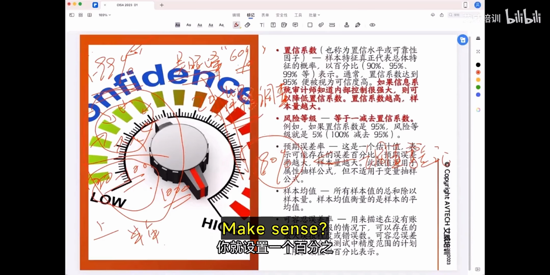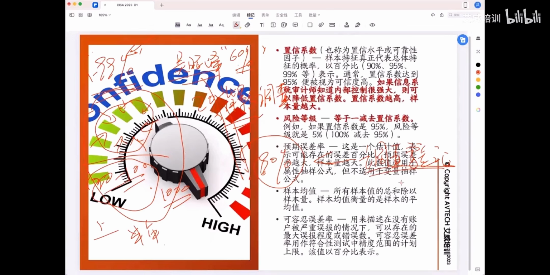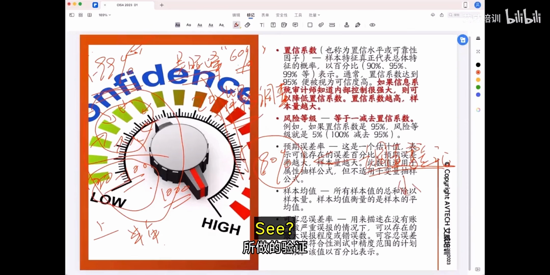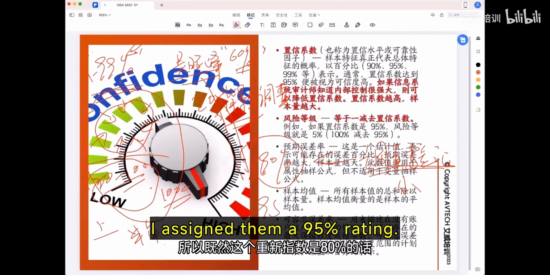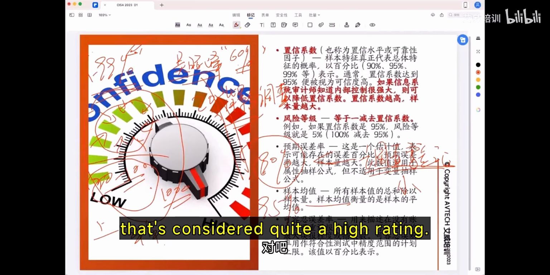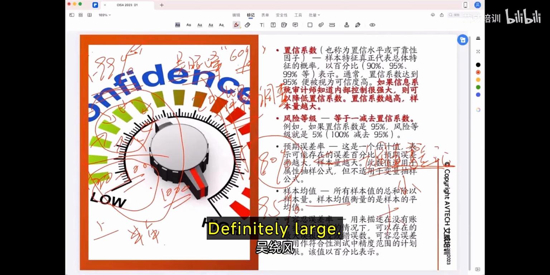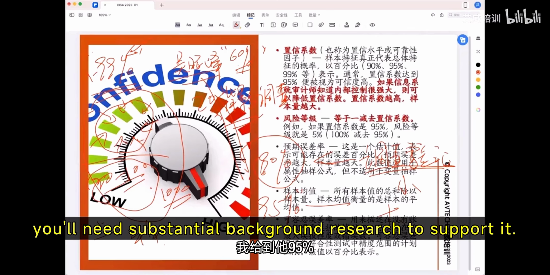Makes sense. With an 80% confidence level, how much work would this require? It means less work for you. See, but let's say Wu Shaofeng, when assessing their credibility rating, I assigned them a 95% rating. Wouldn't you agree? With a 95% score, that's considered quite a high rating. Now, should we use a large or small sample size? Definitely large. Since you're backing up such a high 95% rating, you'll need substantial background research to support it.